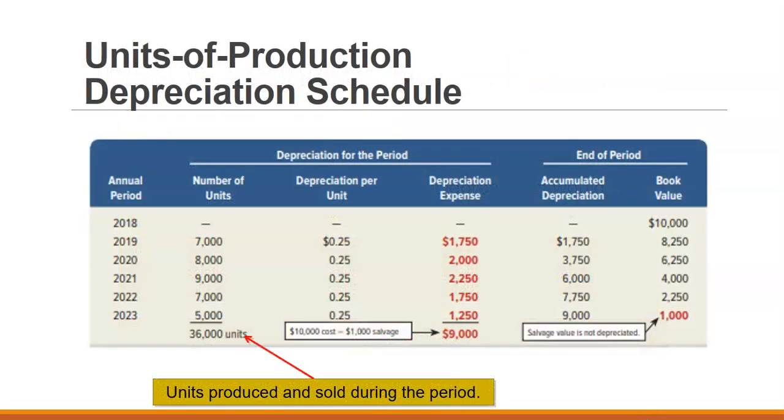When we look at a units of production depreciation schedule, we look at the units produced and sold during the period times the depreciation per unit. And we, again, only depreciate down to the salvage value of the unit, but we'll have varying depreciation expense every year based on the number of units produced and sold during that period.